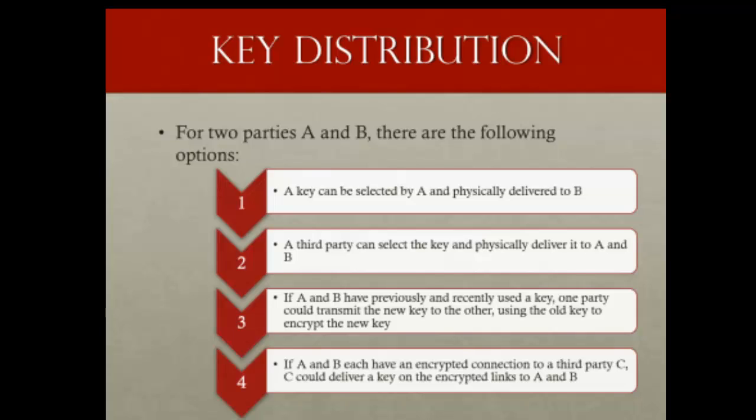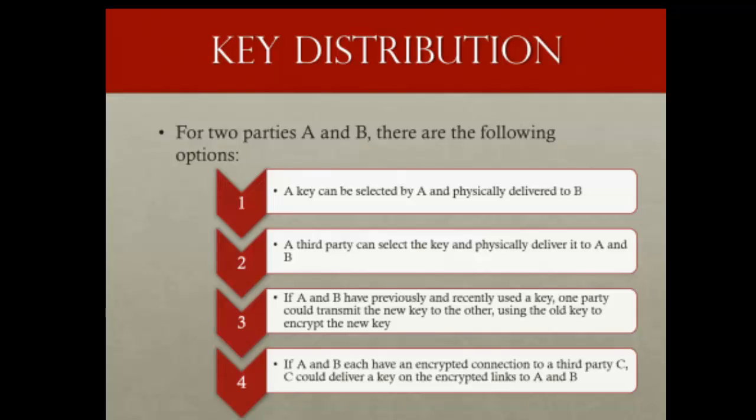Now, the key distribution, we have a whole bunch of different ways to do it. For example, if two parties A and B, like between you and a friend, you have the following options. One, a key could be selected by you, and then you could physically deliver it to your friend. Or maybe a third party could select the key and give it physically to both of you. And of course, you'd have to trust the third party.